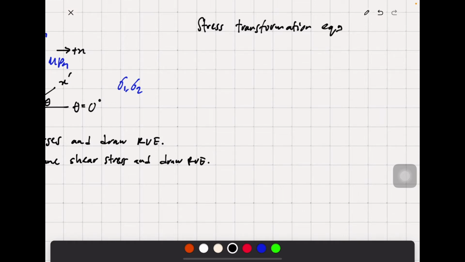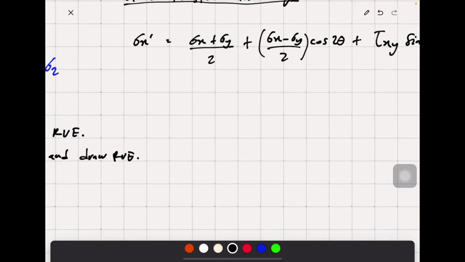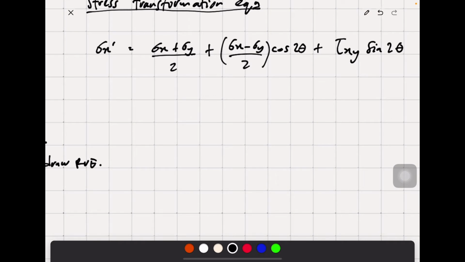I'm going to put it right here: sigma x prime equals sigma x plus sigma y over 2 plus sigma x minus sigma y over 2. Of course, this equation didn't come up from thin air. It is derived from a formula. But for now, we're going to see this. Be careful with the terms of 2 theta, sigma x, sigma y in the brackets. They should be handled in the proper mathematical order of operations when you are calculating with your calculator.